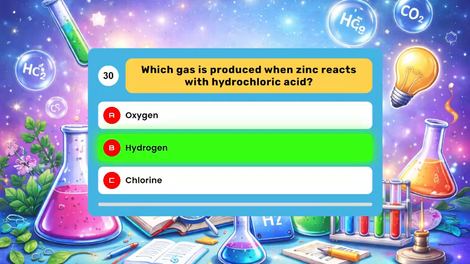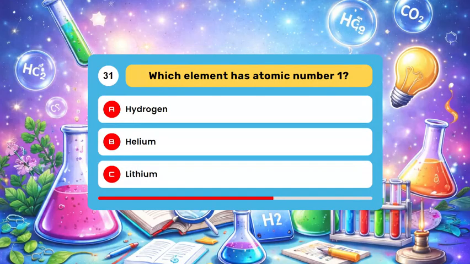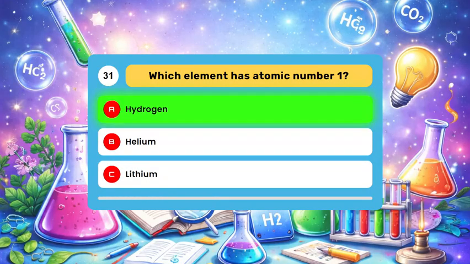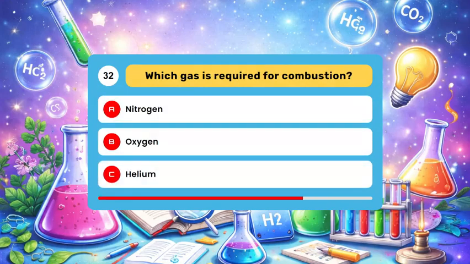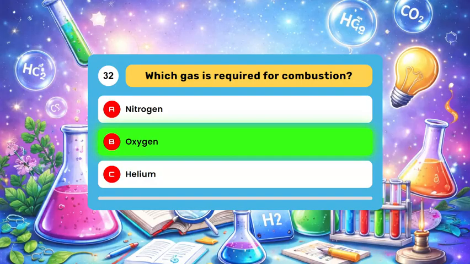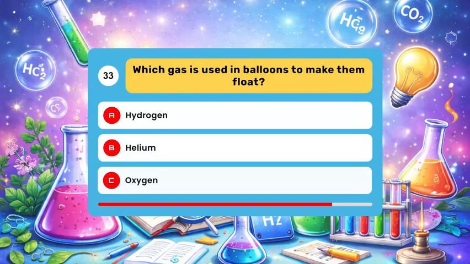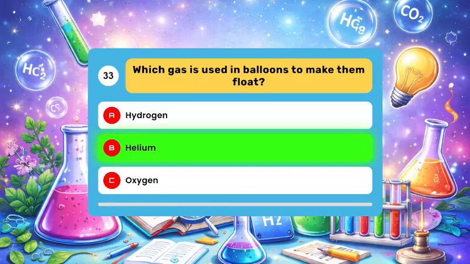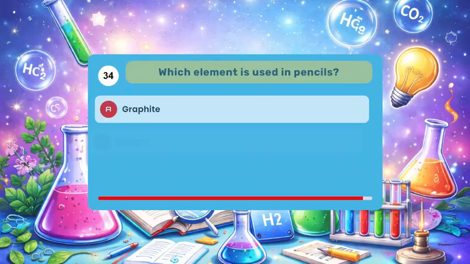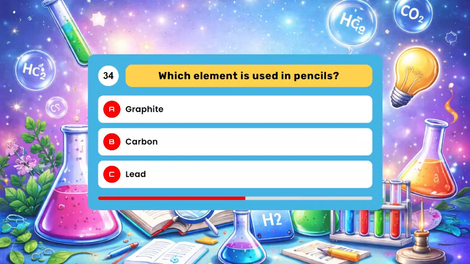Hydrogen. Which element has atomic number 1? Hydrogen. Which gas is required for combustion? Oxygen. Which gas is used in balloons to make them float? Helium. Which element is used in pencils?